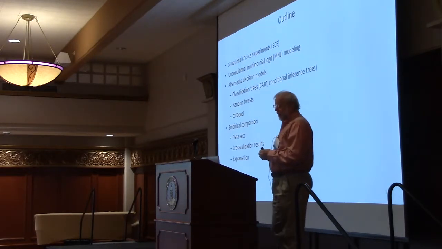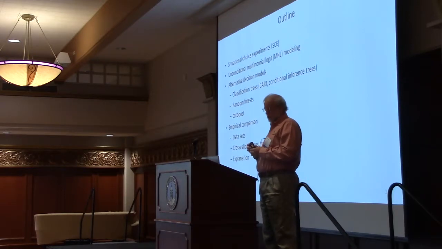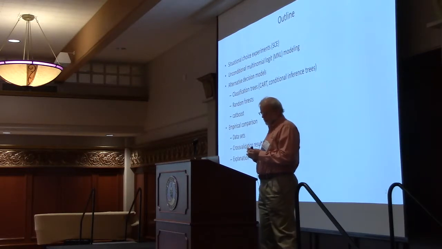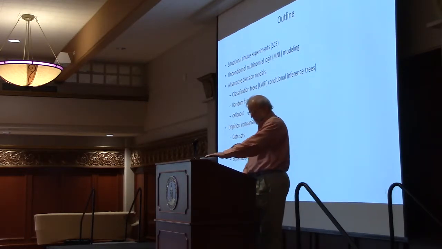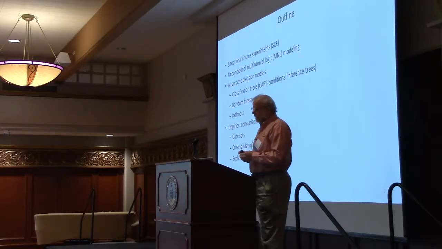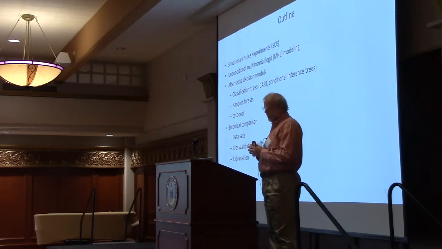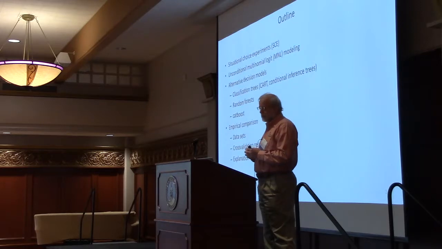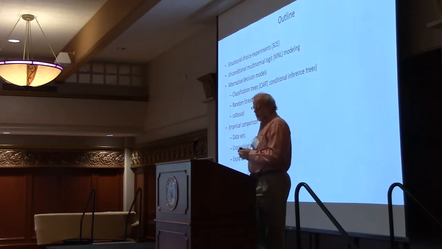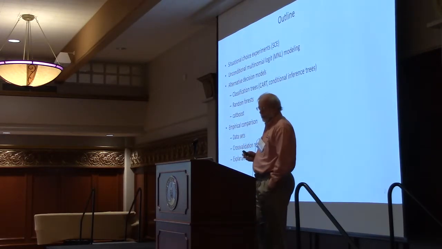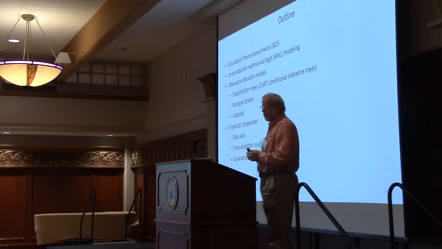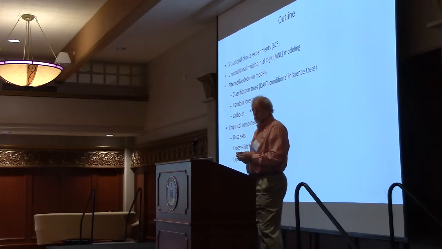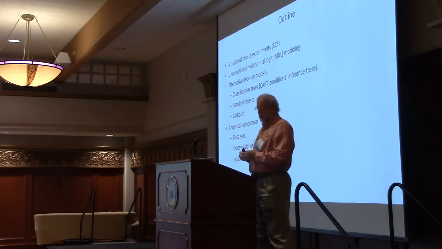By way of outline, I'm going to explain what these kinds of experiments are. I'm going to talk about the standard way I've analyzed them over the years, which is to use an unconditional logit model. I'm going to talk about some alternative models that I've tried or that I want to try: classification trees, random forests, and something called CatBoost. And then we'll do some empirical comparisons.